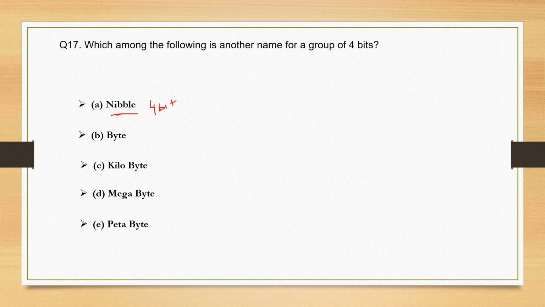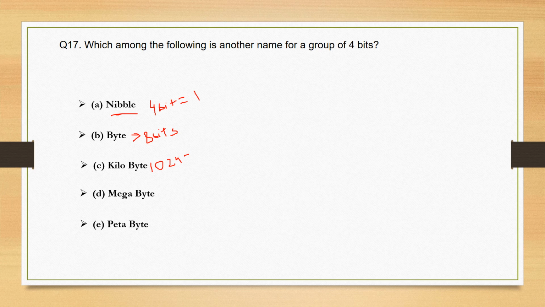Then what is byte used for? Byte is basically 8 bits equal to 1 byte. So what is kilobyte? It is nothing but 1024 bytes. In this way, kilobyte will be 1024 and megabyte will be 1024 into 1024.